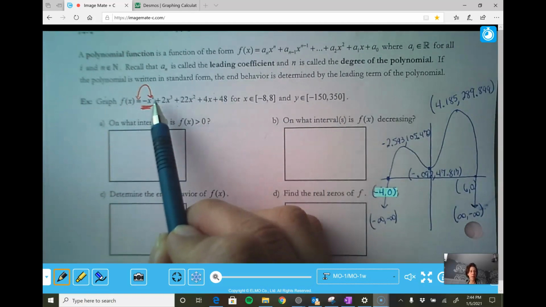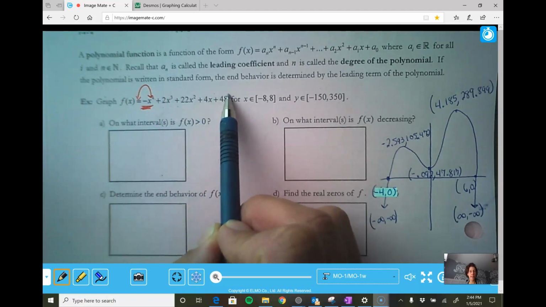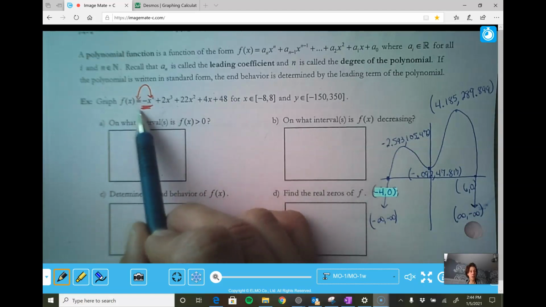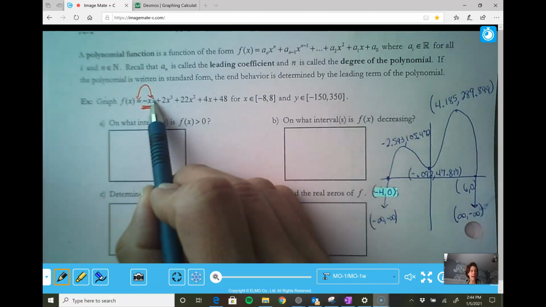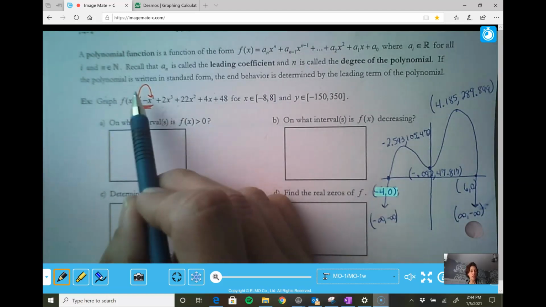So the highest power, the fourth, to the third, to the second, to the first, to just the constant. And to know the shape, we always want to look at the leading term, okay? The leading term is going to tell us the shape. So the 4, which is kind of hard to see now, that even power means we're going to have a U shape, which is what we talked about in the last video. And the negative says it's just going to be flipped.